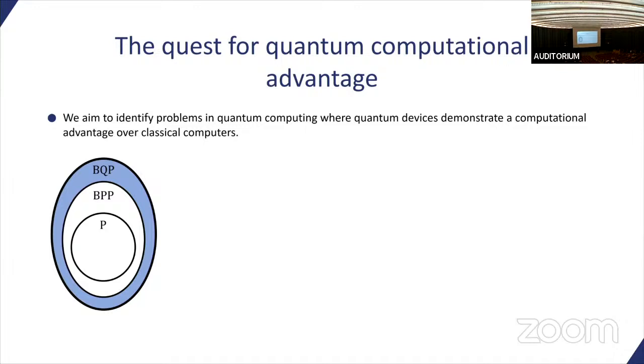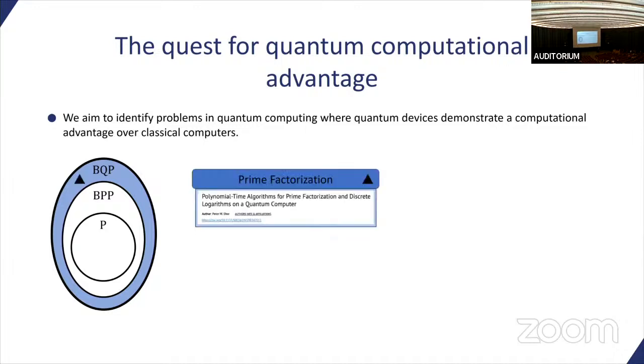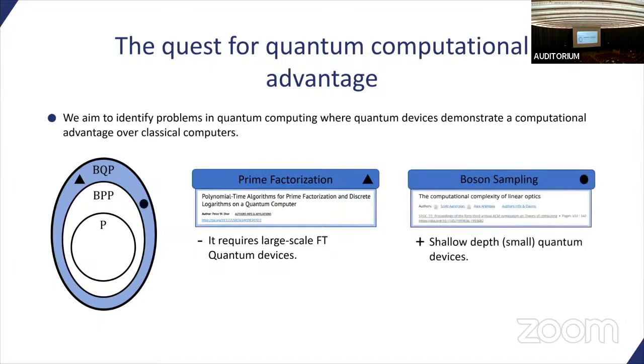P and BPP are efficient classical computations, so computations that run in polynomial time, deterministically or probabilistically. And BQP are the ones that we solve efficiently on quantum devices. Here we know, for example, Shor's algorithm that can do that. However, it requires large fault-tolerant quantum devices. This issue has been addressed by finding problems like the ones discussed in the previous talk, one of them being boson sampling. It has shallow depth quantum circuits, and it's also separating these classes.